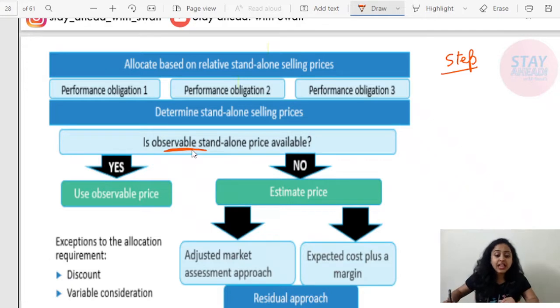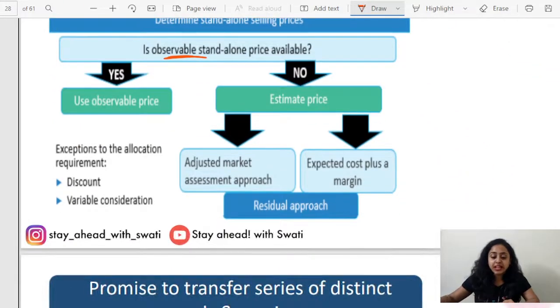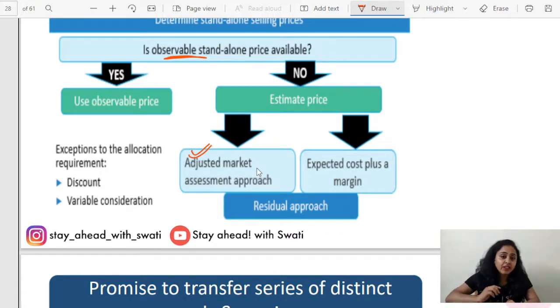Firstly, the adjusted market assessment approach. This means that whenever an entity is providing goods or services which are also provided by other similar entities in the market, you will apply the adjusted market assessment approach. It is used only when similar goods and services are being traded on a regular basis by other entities.